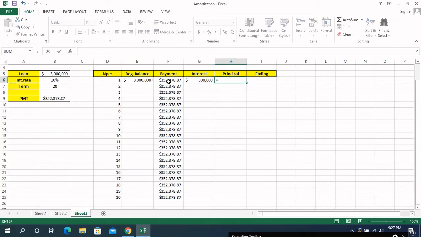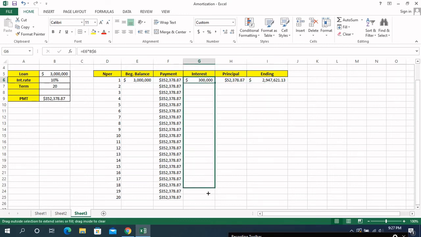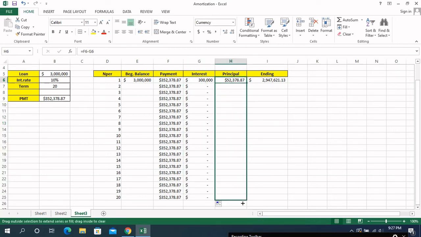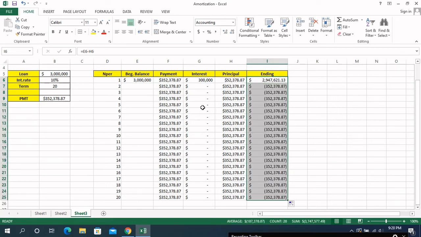Okay, principal amount is the payment minus the interest amount, and the ending balance is the beginning balance minus the principal amount. Okay. Let's drag down all the columns till 20, and don't look at the amounts, don't get confused. It will automatically be calculated once we adjust the beginning balance. So it will change, don't worry about that.